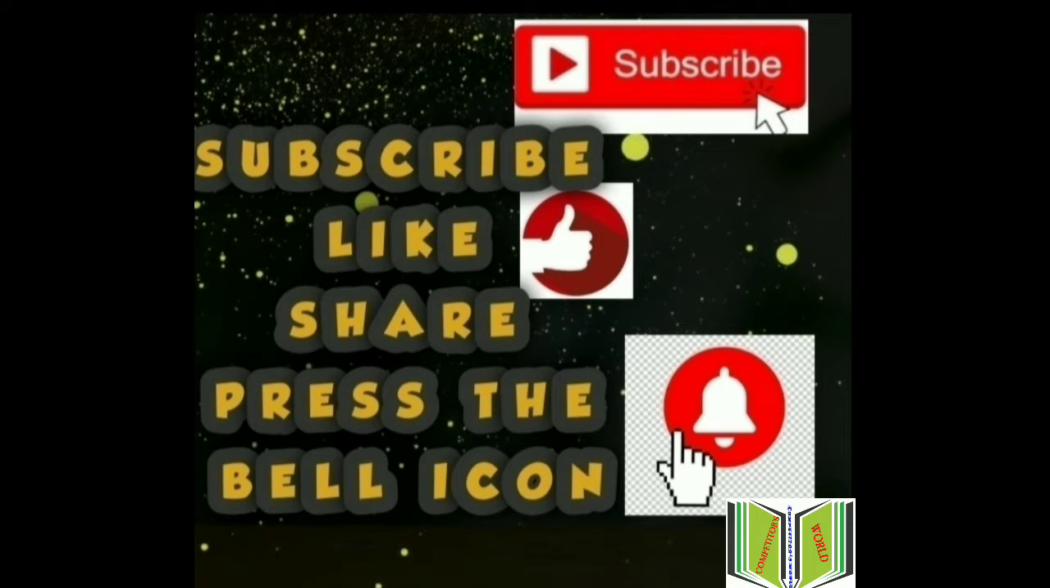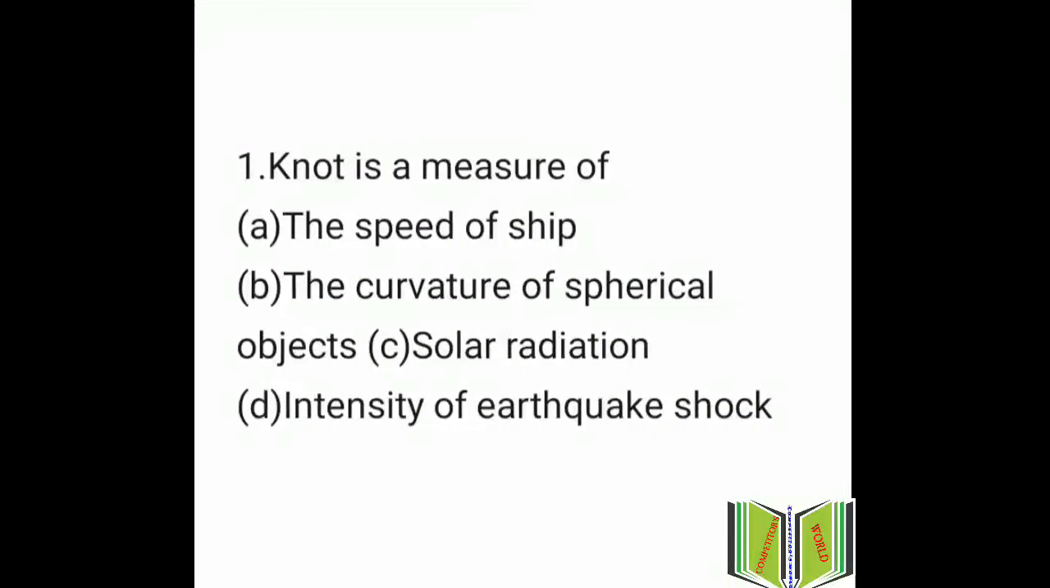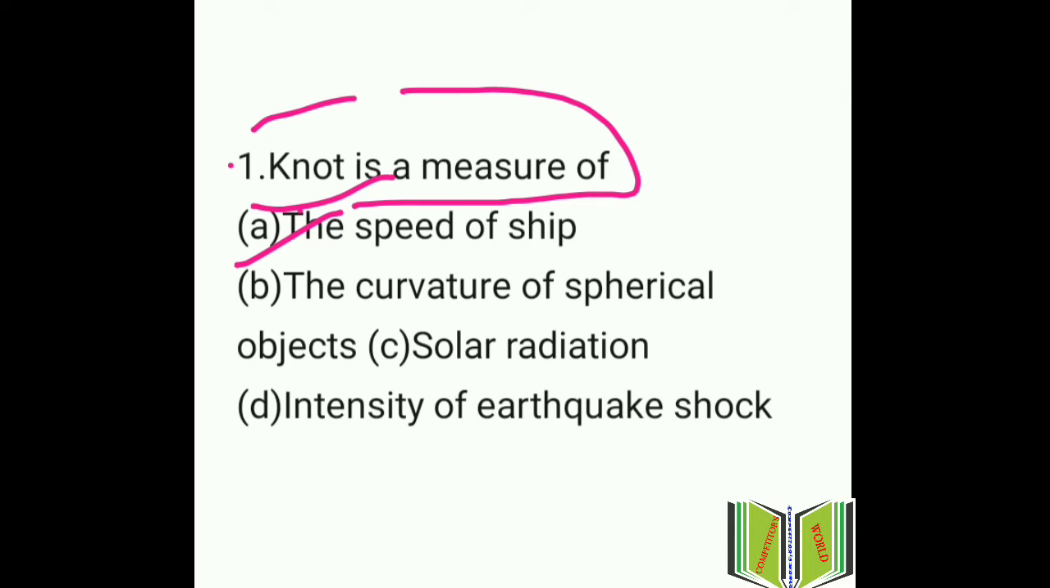Let's start today's session. So the first question is in front of you. Knot is a measure of option A, speed of ship, option B, the curvature of spherical objects, option C, solar radiation, and option D, that is intensity of earthquake shock. So what will be the answer here? So here the answer will be option A. Okay, so knot is a measure of the speed of ship.